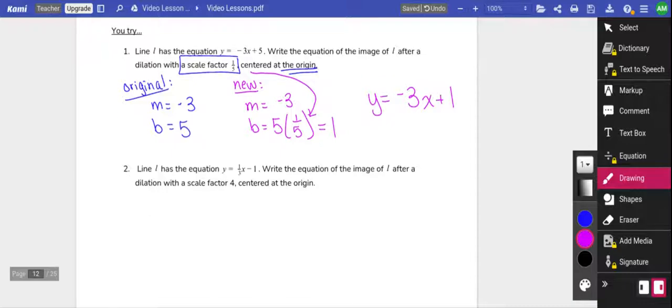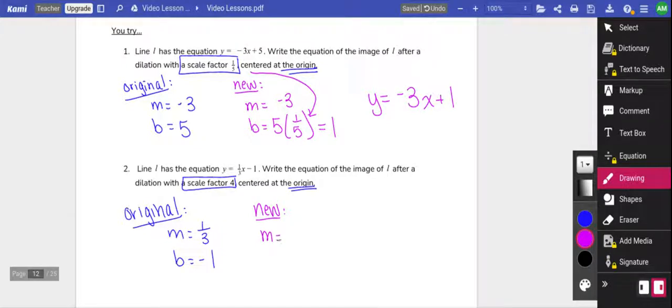Let's do the same thing for the next one. Line L has the equation y equals 1/3 x minus 1. We're dilating it with a scale factor of 4, centered at the origin. So again, our original slope is 1/3. Our original y-intercept is -1.